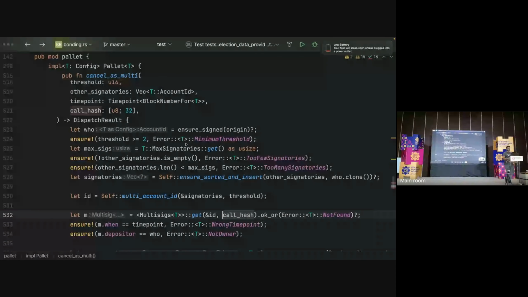I have another question. For example, if we get to this line of code and we already start to dig into the storage, and then, for example, when is not equal to the time point, and we exit, we still pay some fee, right? We still pay a fee, yes. Okay. So this is the dispatch result.